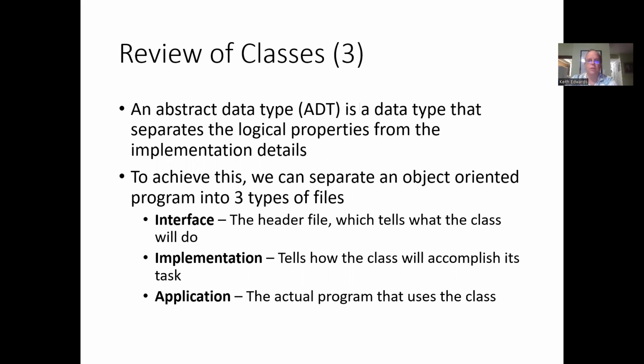We further move along and we define a class as an abstract data type that separates the logical properties from the implementation details, and we can realize that through separate compilation. We divide those into three different types of files. The interface, which is the header file that tells what the class will do. The implementation are the details that tell how the class will actually accomplish its task. Sometimes we don't want to see all those details, and so it's good to separate the interface from the implementation. And then the application, the actual program that uses the class.